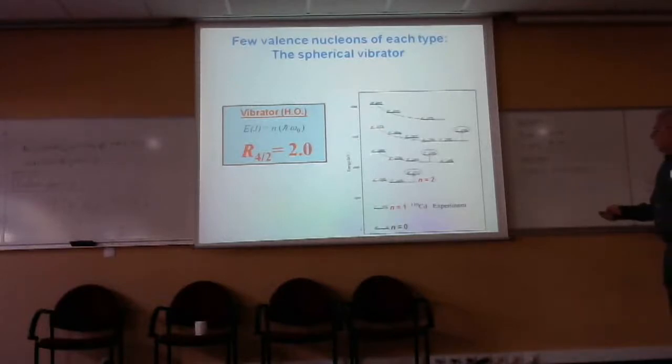Then you have a set of states which look like a 3-phonon state: 6, 4, 3, 2, 0. You have a set of states which look like 4-phonon, 5-phonon, and so on.